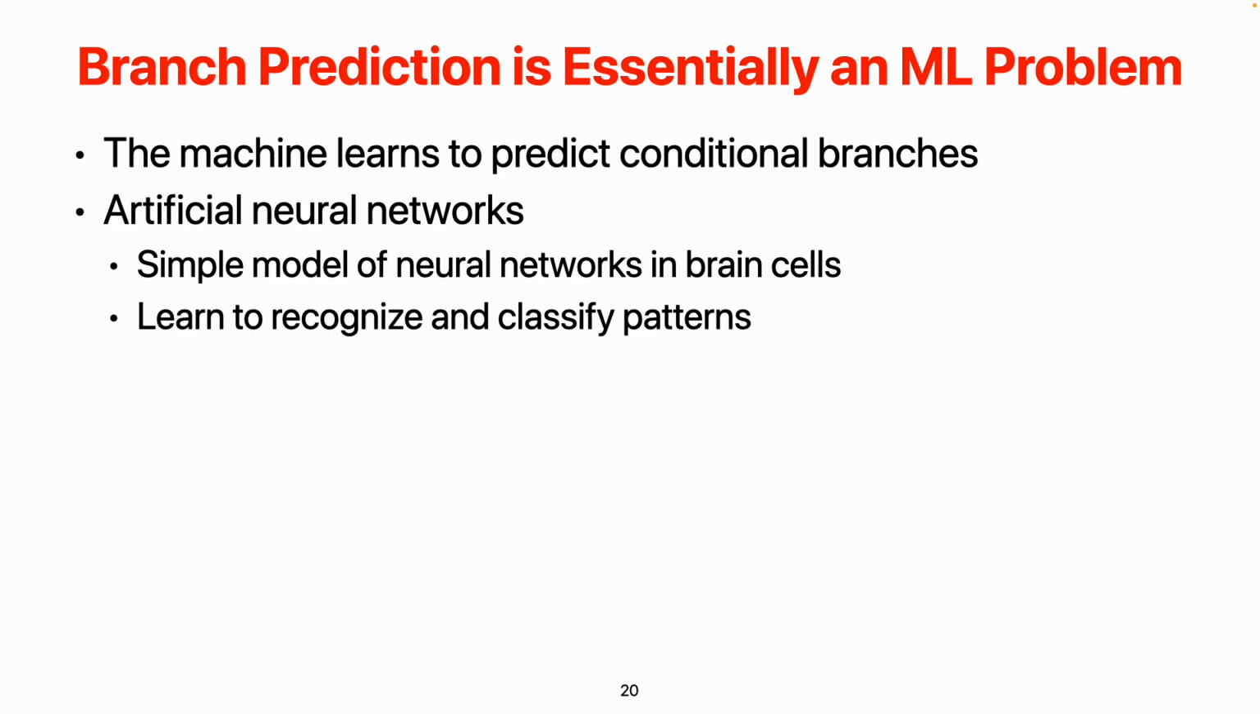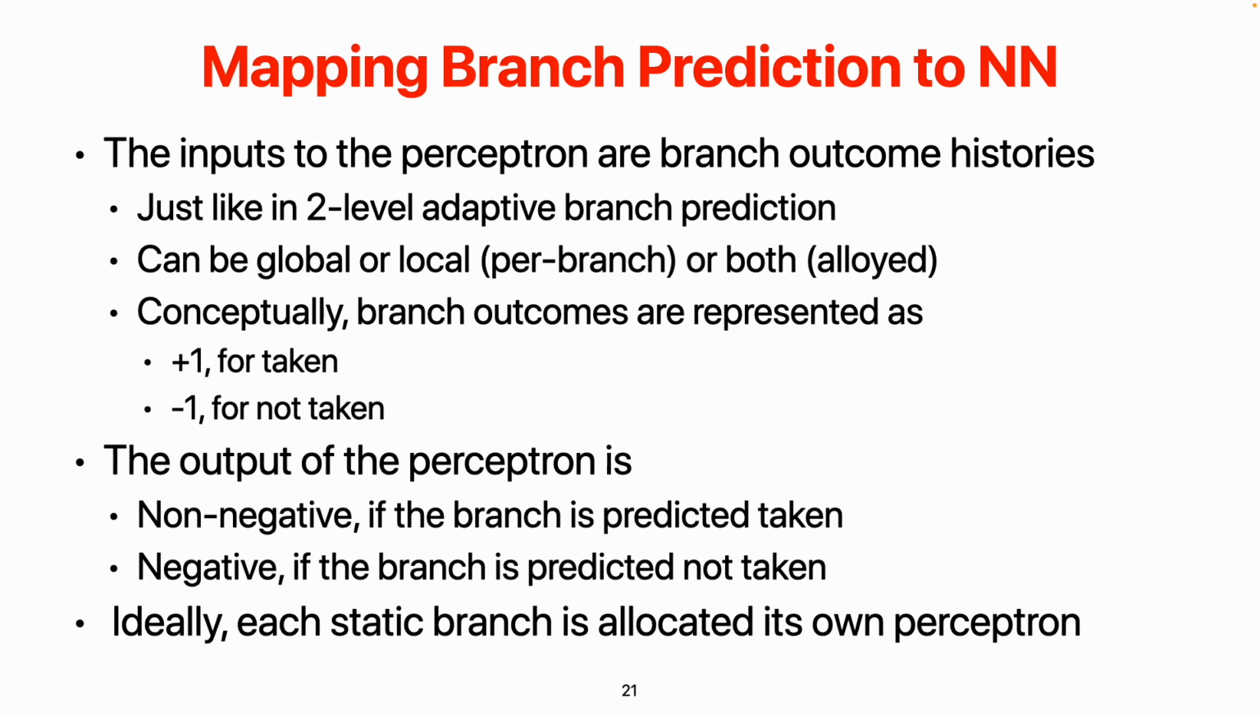So that's why people start to think about how we can use the perceptron, which is one of the earliest neural network methods from 25 years ago, to make a prediction for our branch. If you want to map branch prediction to neural networks, one of the ways to do it is that your inputs, or the features that you extract from your program, are basically the outcomes of prior branches.